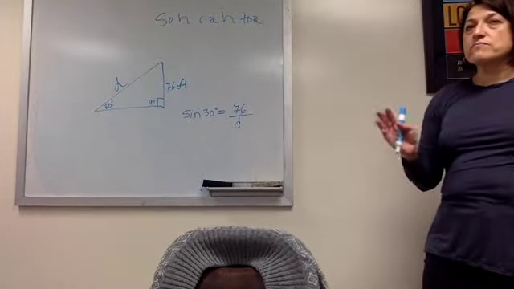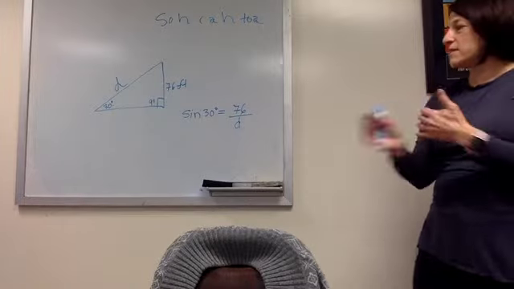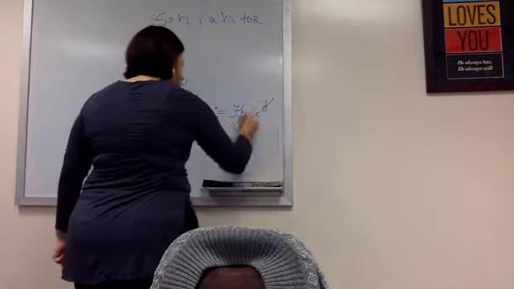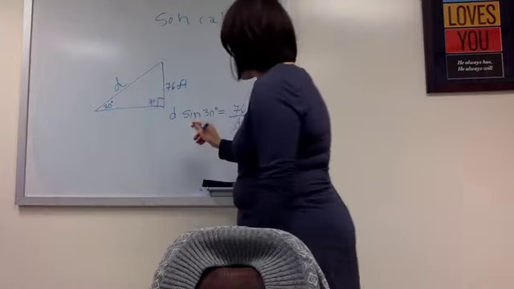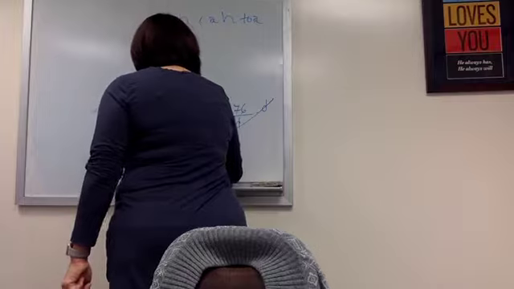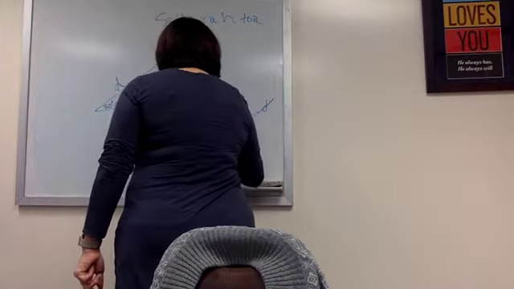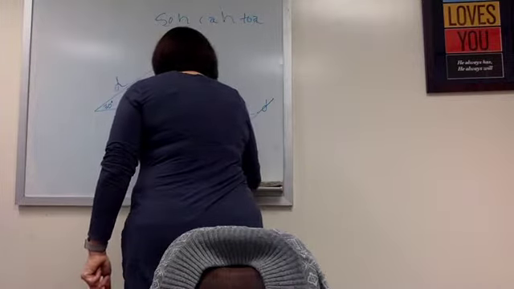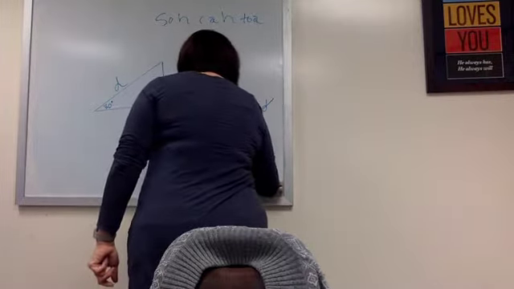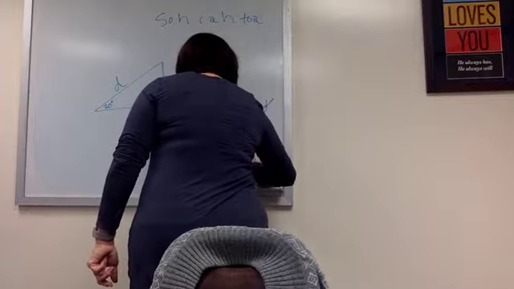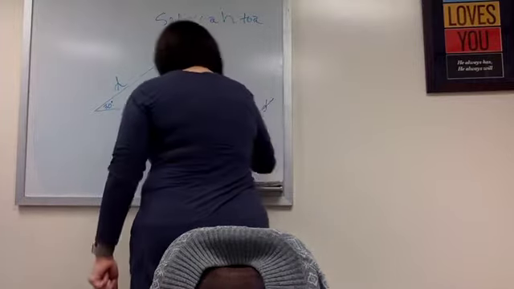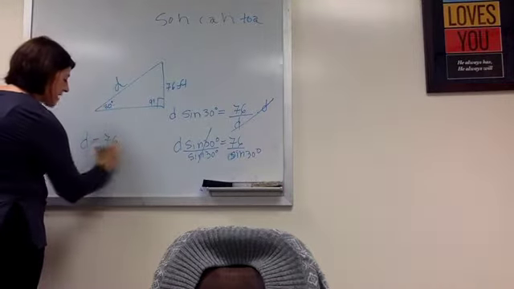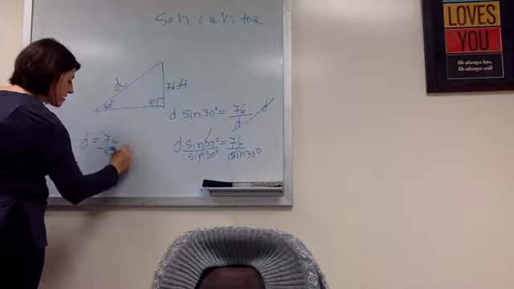I'm going to have to multiply d on both sides to get rid of it here. So now I've got d times sine of 30 degrees equals 76. Now I've got to divide both sides by sine of 30. Remember, sine of 30 is just a ratio. It's just going to be a number. So this goes out, and now d will equal 76 divided by the sine of 30 degrees.